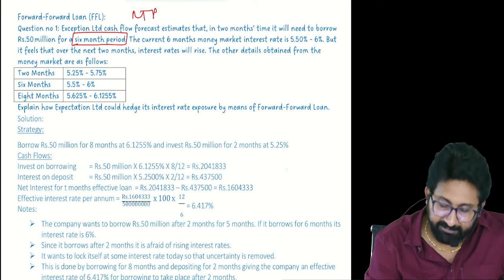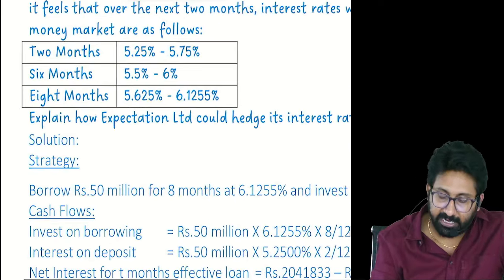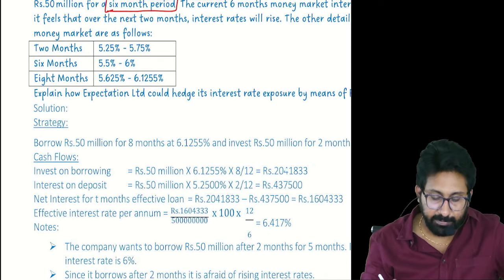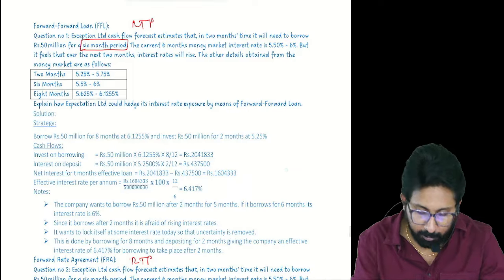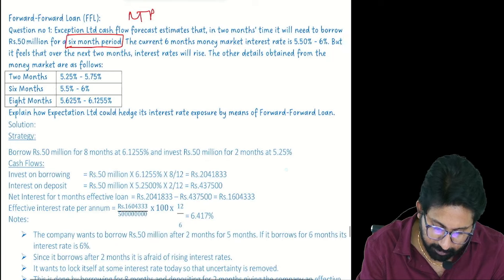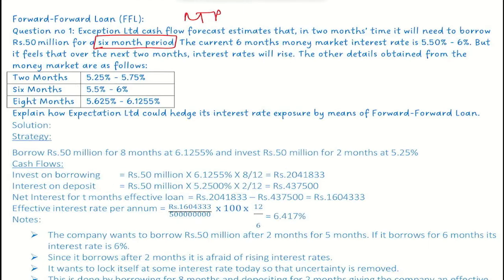Now, I went to a bank. Money market rates mean real deposit and borrowing rates are given here. Read: 2 months, 6 months, 8 months, this is the information given. I will put the question before you one last time. I don't expect wrong answers from you. Read this. Let me make it full screen and explain. Is it visible? Read it. 8 marks question. Please concentrate properly and try to answer.